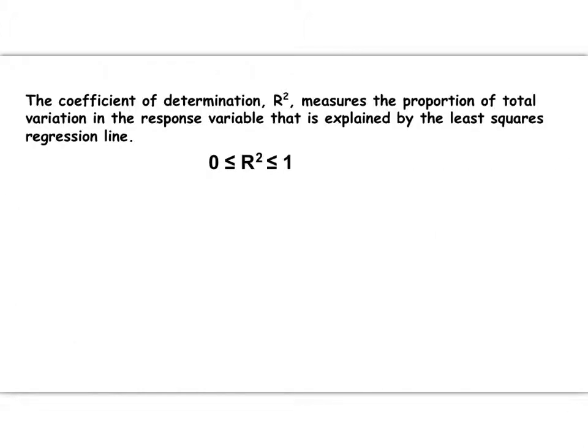Okay, so R squared is called the coefficient of determination. It measures the proportion of total variation in your response variable that is explained by the least squares regression line. So our R squared value, because it's squared, has to be between 0 and 1, or it could be 0 or 1.